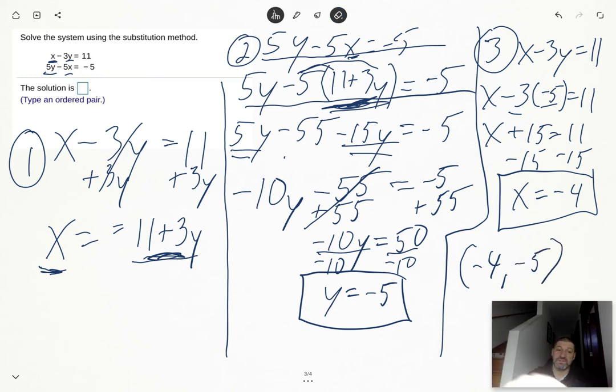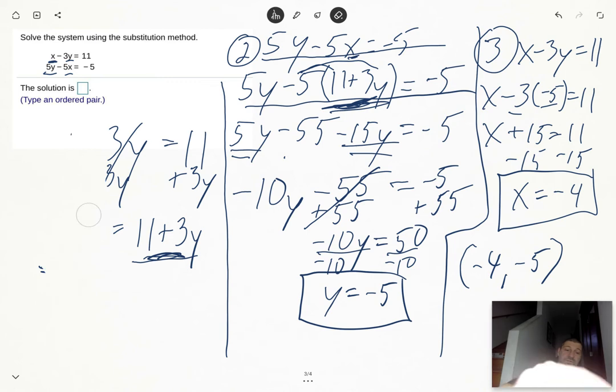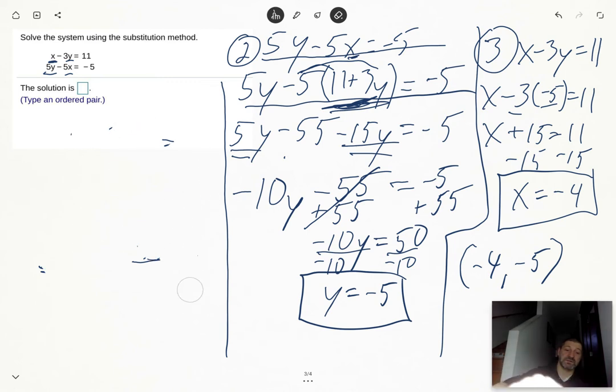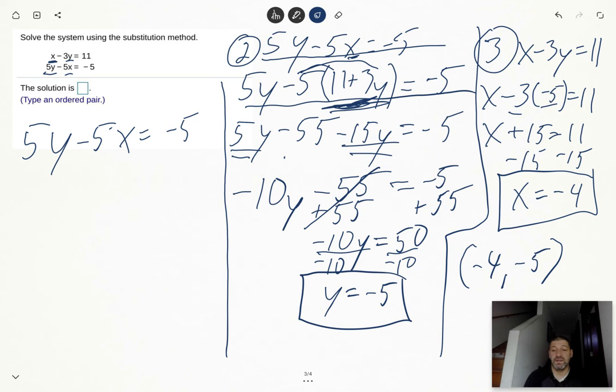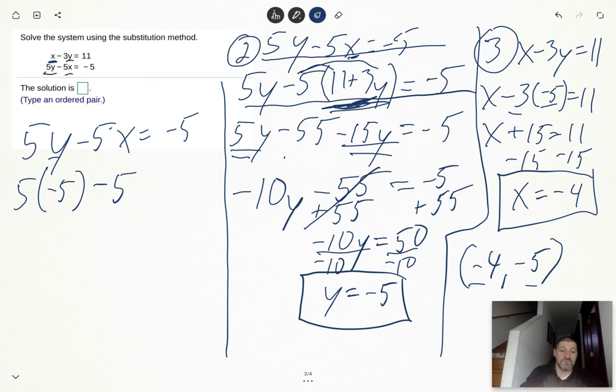I'm just going to go back over here and check that just to make sure it's correct. So it should work for either equation. So I'll just do the second equation, 5y minus 5x equals negative 5. And 5, what's our y value? Our y is that negative 5. Minus 5, what's our x value? Our x value is negative 4. And that should give us negative 5 if we get everything correct.